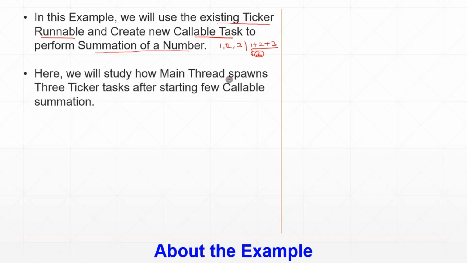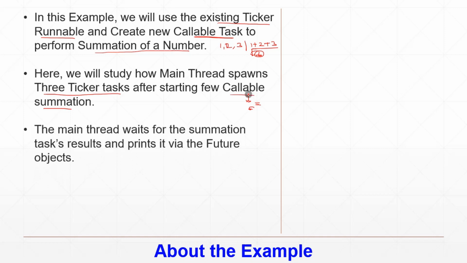Here we will study how the main thread spawns 3 ticker tasks after starting a few callable summations. So here we will make use of the callable task because the result will be available in future, right? After making a call to the callable, we will spawn some ticker threads, and after spawning the ticker threads, we will come back and revisit our future object to examine the value returned by the callable summation. The main thread waits for the summation task's result and prints it via the future object.